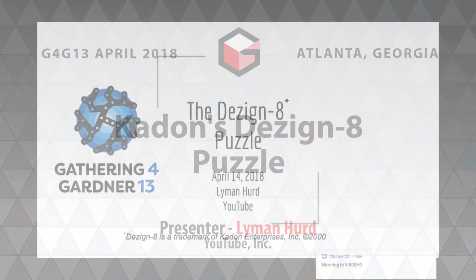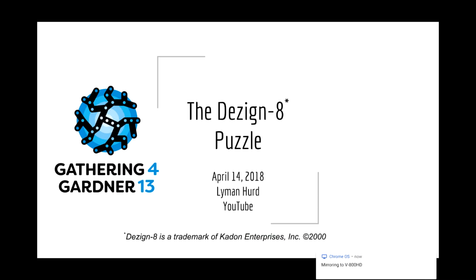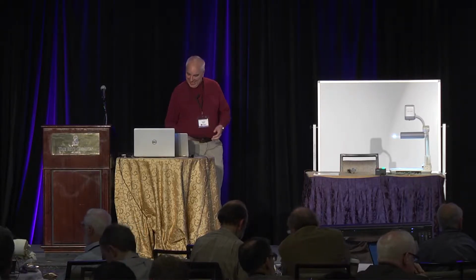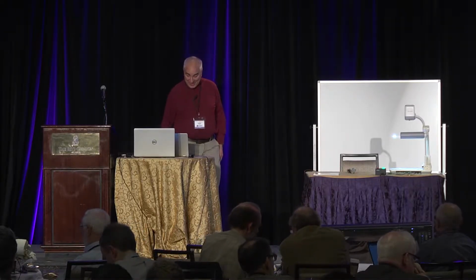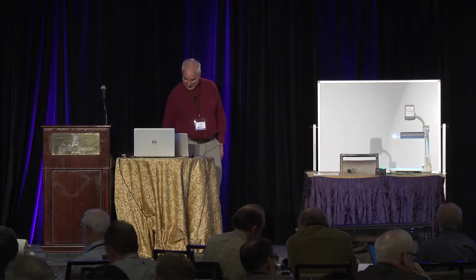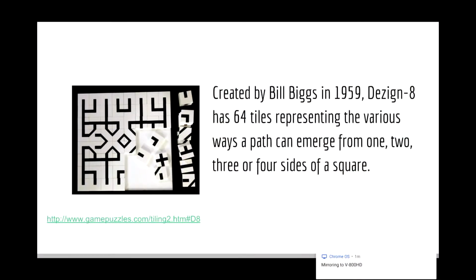Hello, thank you. I'd like to talk about the Dezign-8 puzzle. This is one of Kadon Enterprises puzzles and some things I found out about it. It was created by Bill Biggs in 1959. It has 64 tiles representing various ways a path can emerge from 1, 2, 3, or 4 sides of a square. There's a photo of the actual puzzle.